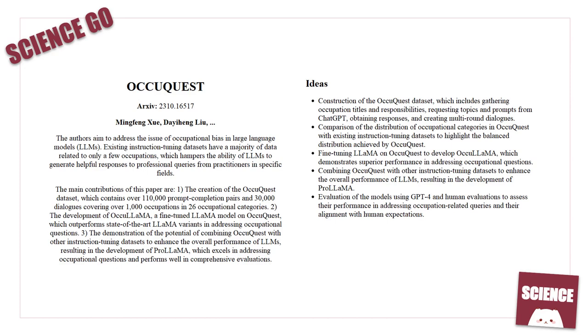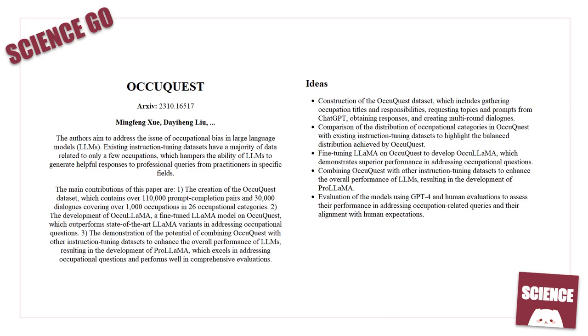They used this data set to train a new LLM called OccuLlama, which is really good at answering questions about different occupations. They also combined OccuQuest with other data sets to make a model called ProLlama, which is even better at answering job-related questions. This research is important because it helps make sure that LLMs can give helpful information to people in all kinds of jobs.